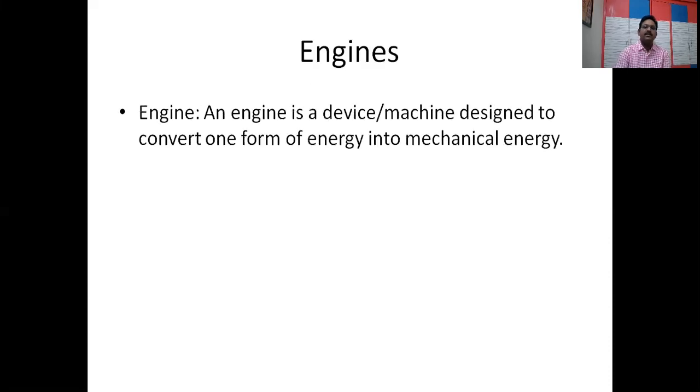So what is an engine? An engine is a device or a machine designed to convert one form of energy into mechanical energy. Basically, in this engine, any one form of energy will be converted into mechanical energy. Thereby this mechanical energy is used to move or to do some work. That's what happens.